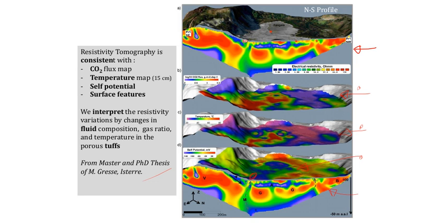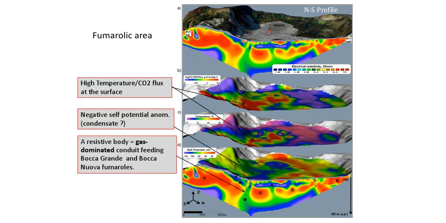So we first focus on the fumarolic area. This is the place where the Bocca Grande and Bocca Nuova fumaroles are. Well, we can see a high temperature and high CO2 flux at the surface. There is a negative self-potential anomaly that could indicate the condensate flow.